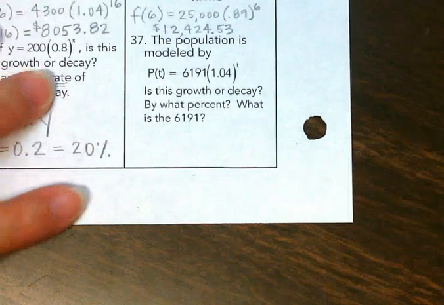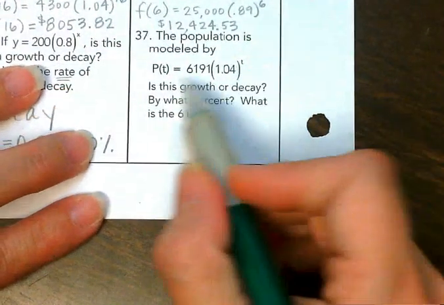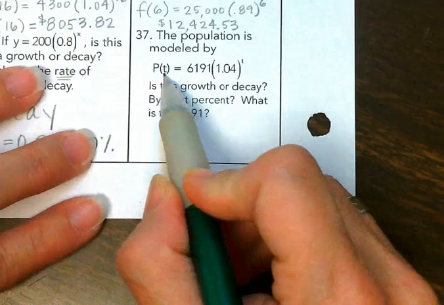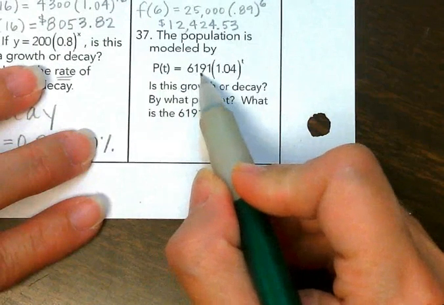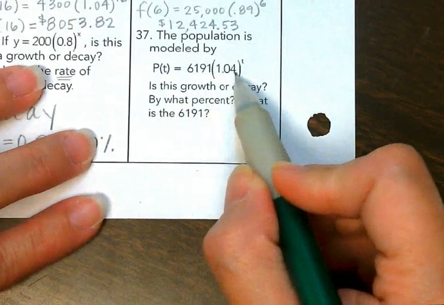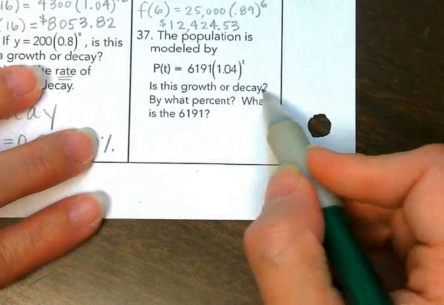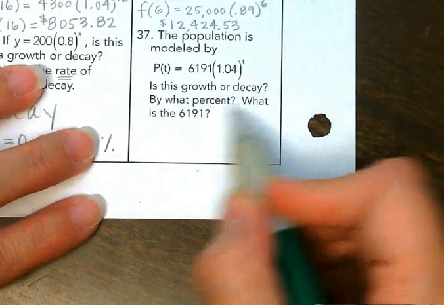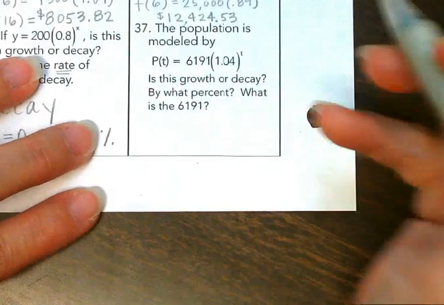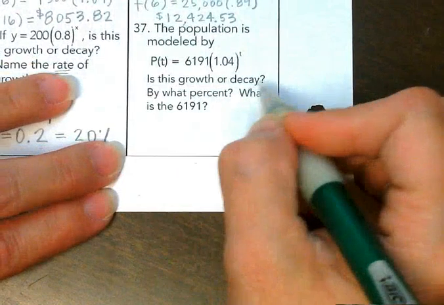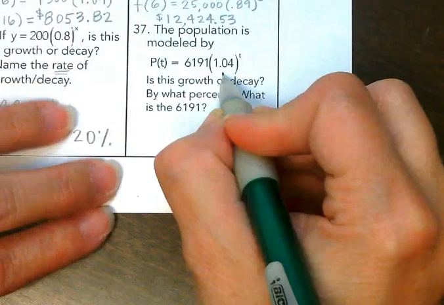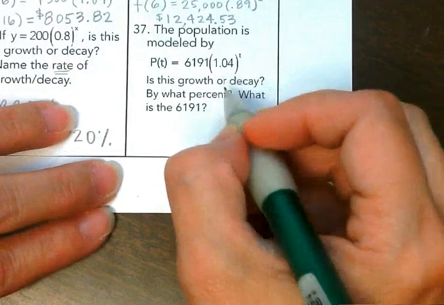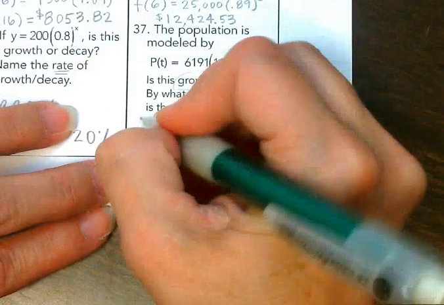All right, 37. The population is modeled by this equation. The population at a certain time is 6,191 times 1.04 to the t. Is this growth or decay? By what percent? And what is the 6191? All right, lots of questions here. Growth or decay? I'm going to look at the number in the parentheses. Since it's larger than 1, I know that this is a growth.